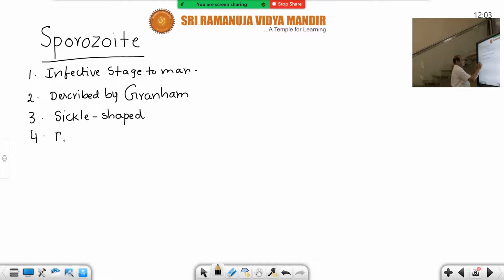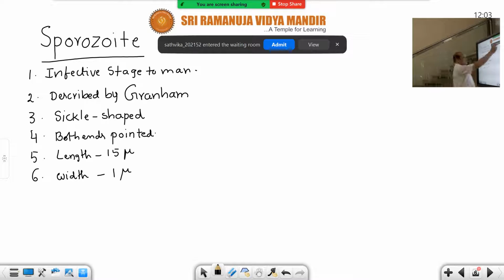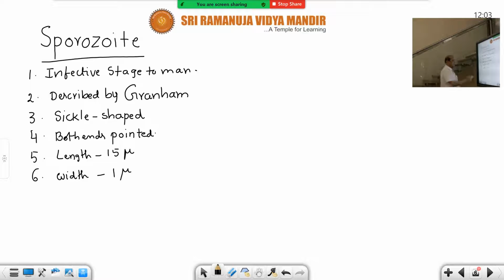And both ends are pointed. Like this, you can make a short form of the sentence: both ends pointed. And 15 microns in length. The length of the sporozoite is 15 microns. You know the microns symbol. And the width of the sporozoite is 1 micron. Width is 1 micron, length is 15 microns. This is about the size of the sporozoite.